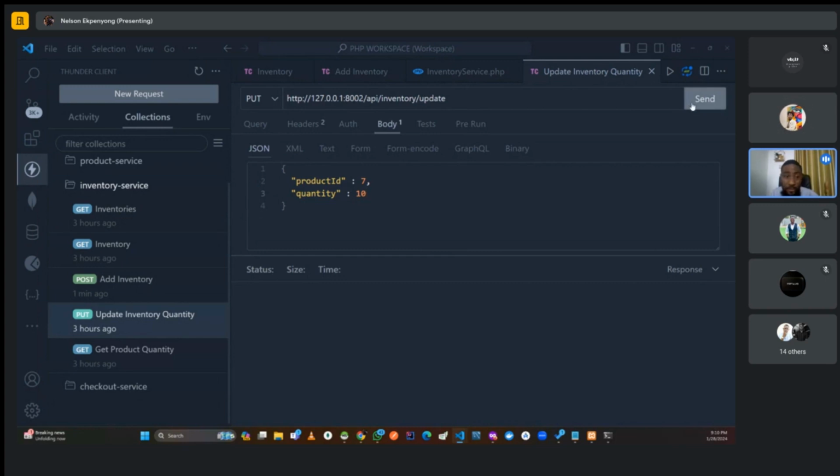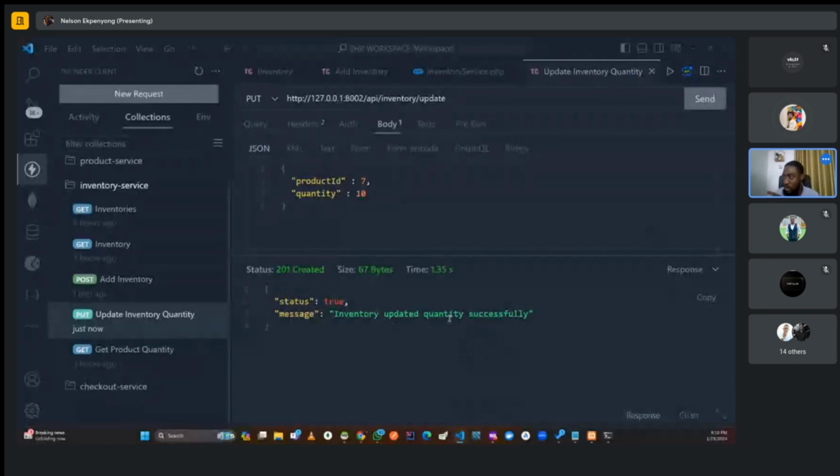So what are we left with? 16 minus 10, yes, 6. Great. Now remember, can you see inventory updated successfully? Inventory quantity updated successfully. Now this endpoint can only be called by the payment service.